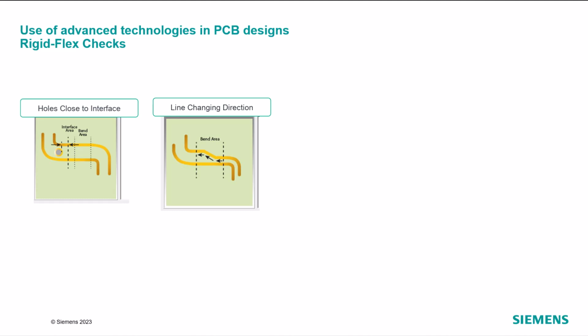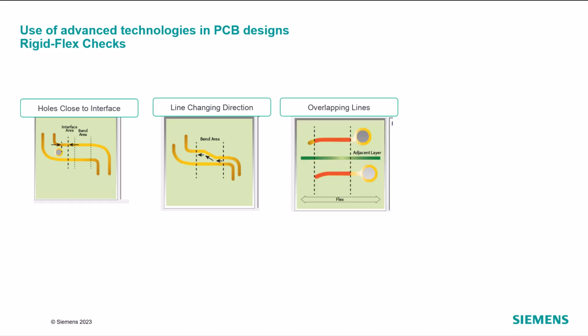Line changing direction in a bend area. When a flexible portion of the board is bent, the copper lines in that area are subjected to either compression or tension, depending on the layer position relative to the bend. A change in copper line direction within the flex area would focus stress at the location of the change in direction, which leads to copper line fracture concerns.